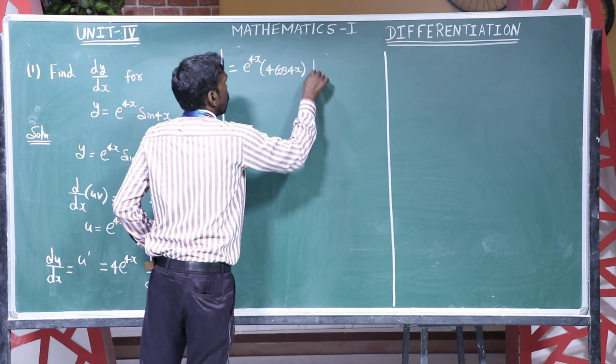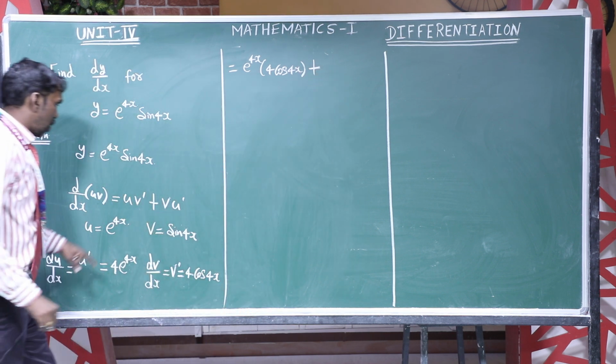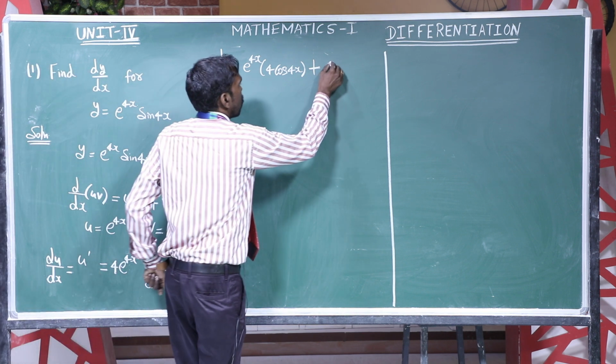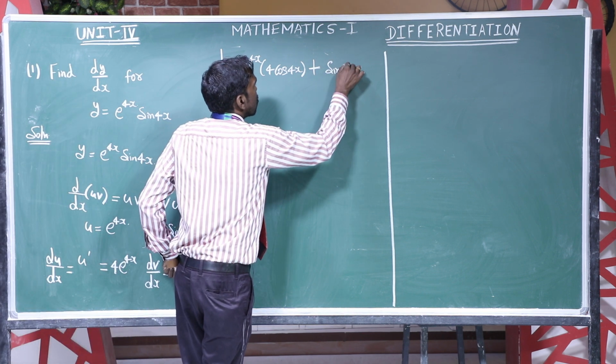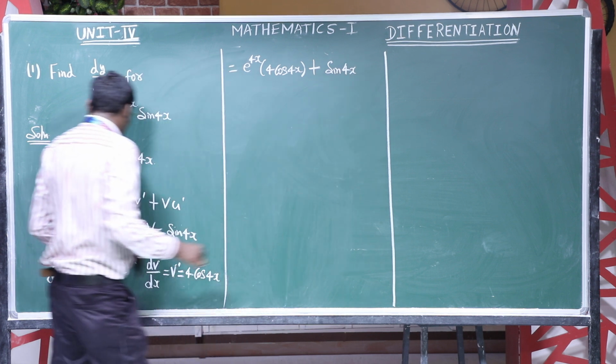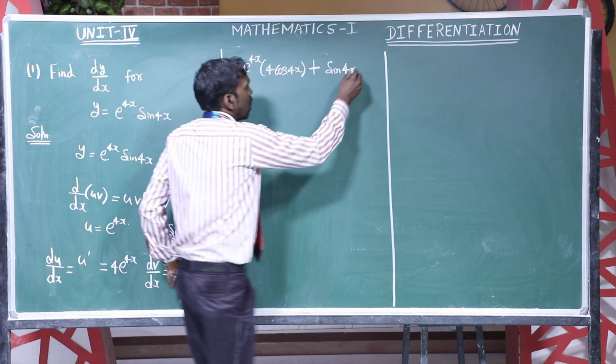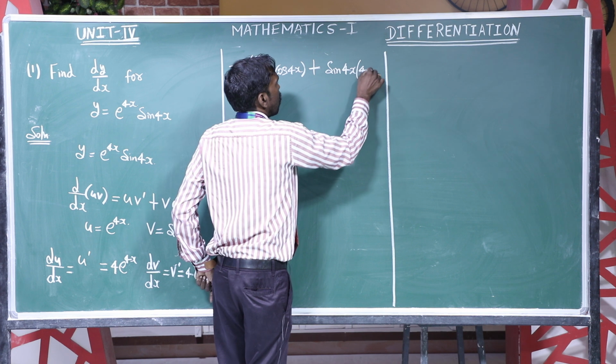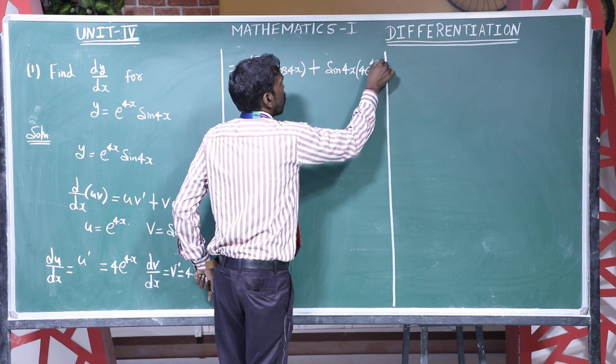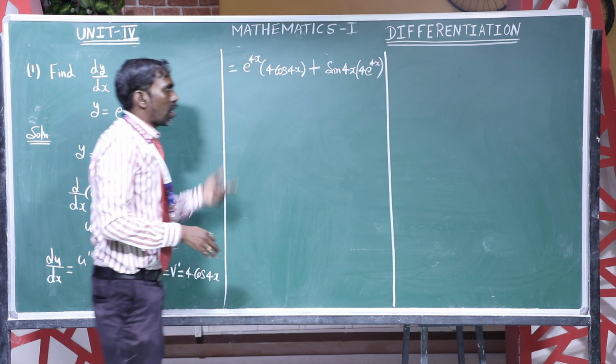The next term is plus vu dash. What is our v here? Sin 4x. So this will be sin 4x into u dash, and u dash is 4 into e power 4x, so I put the bracket 4 e power 4x. Now you have to just simplify. That's all, you get the answer.